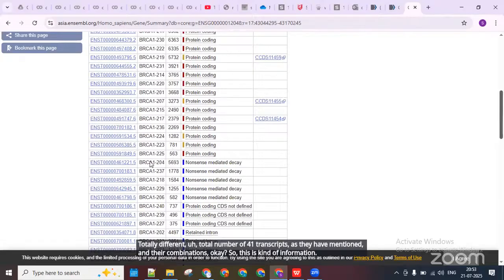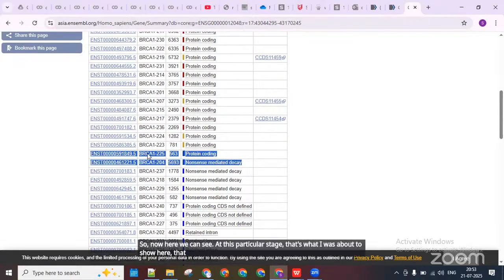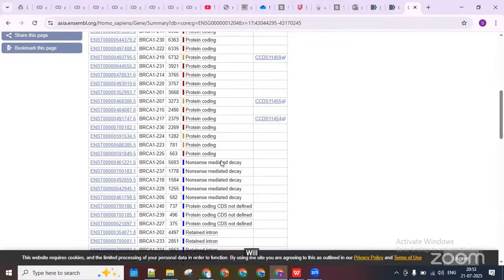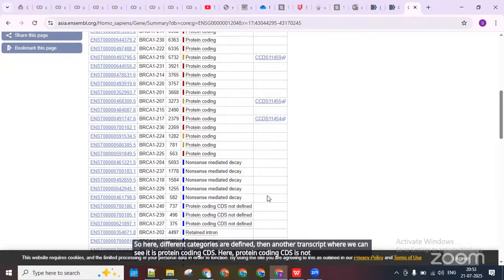So now here we can see at this particular stage, which is what I was about to show, that some of the transcripts will be from protein coding sequences and some will not be from protein coding sequences, but from other sequences. So nonsense mediated decay, nonsense type of mutation, there are different types of mutations. So here different categories are defined. Then for another transcript we can see it is protein coding CDS. Here the protein coding CDS is not defined, the coding sequence is not defined.